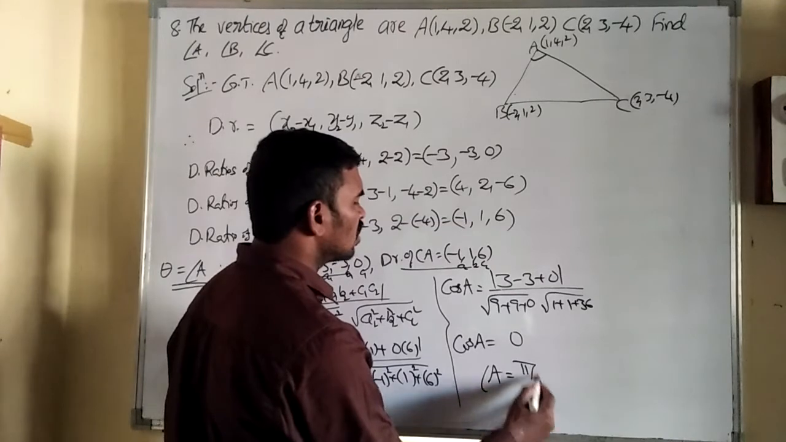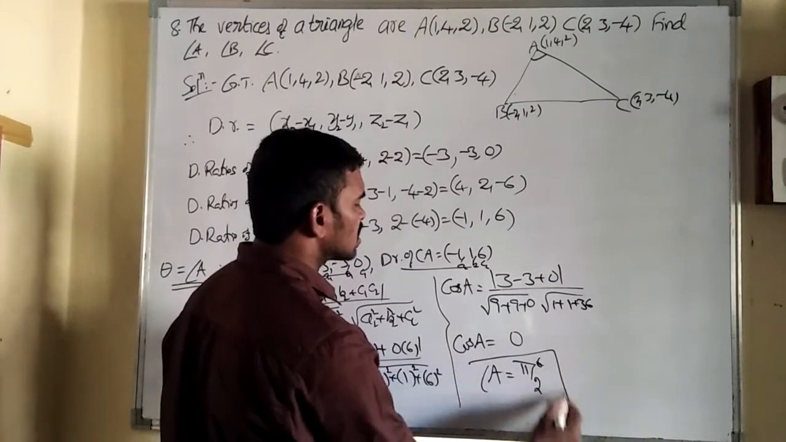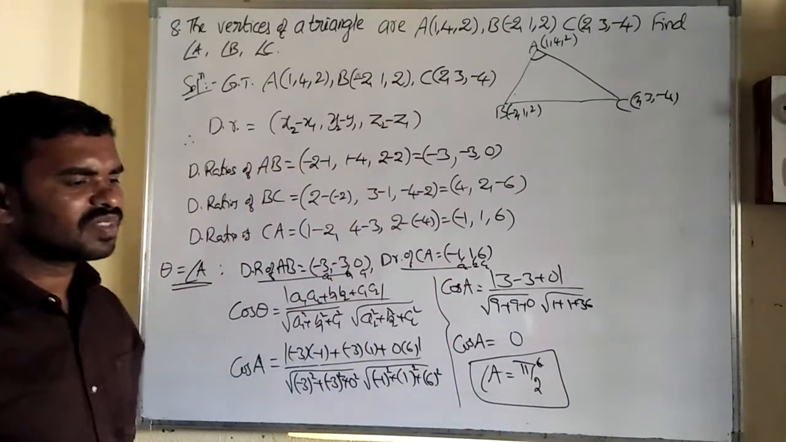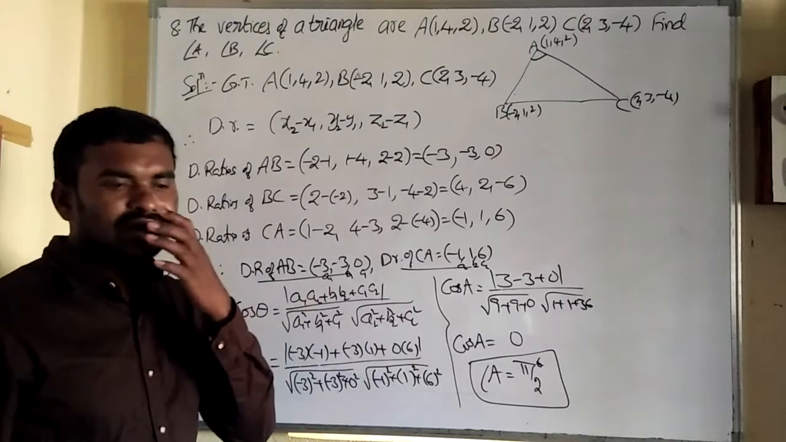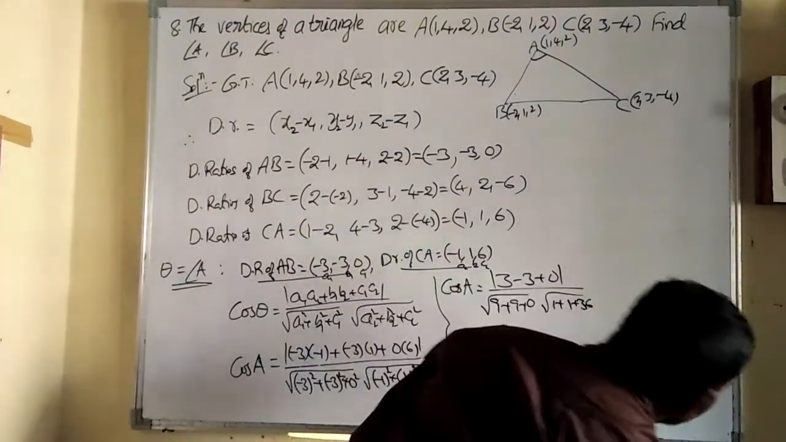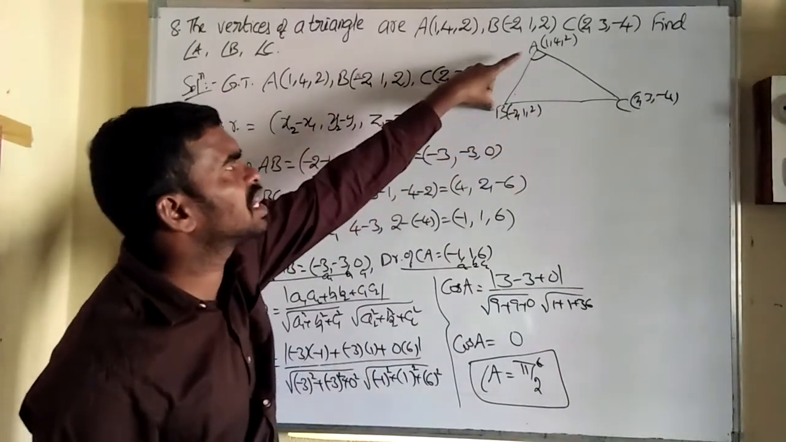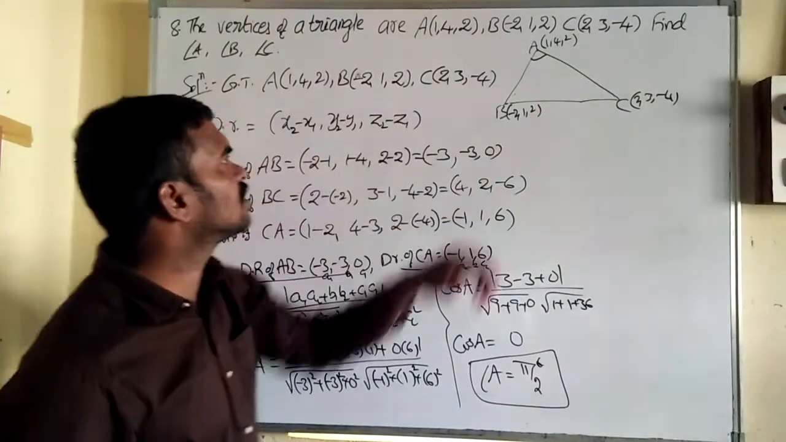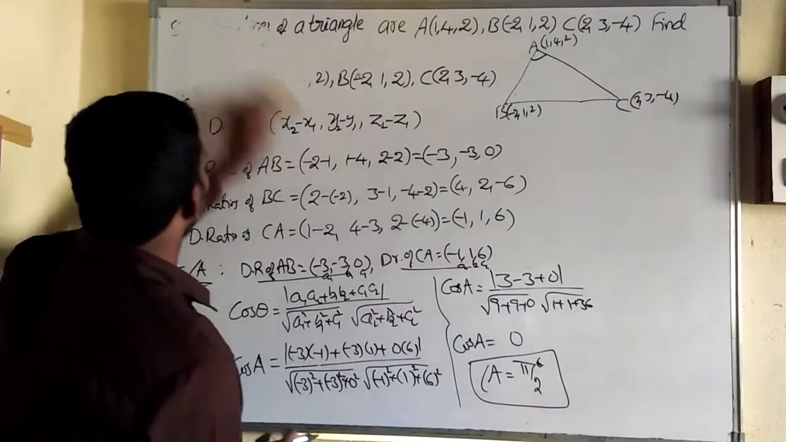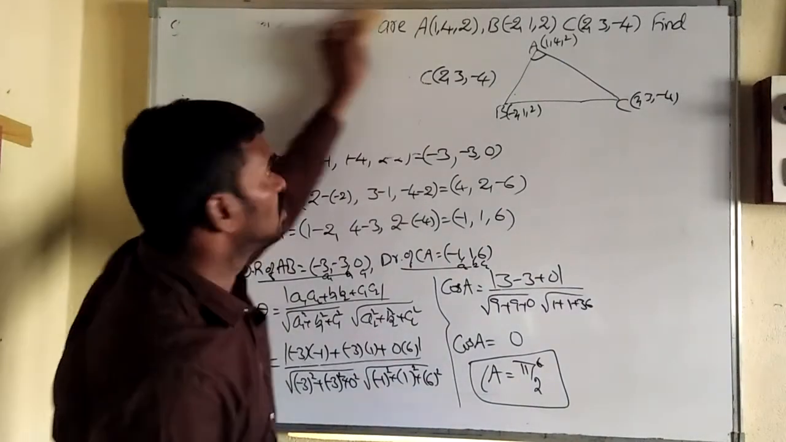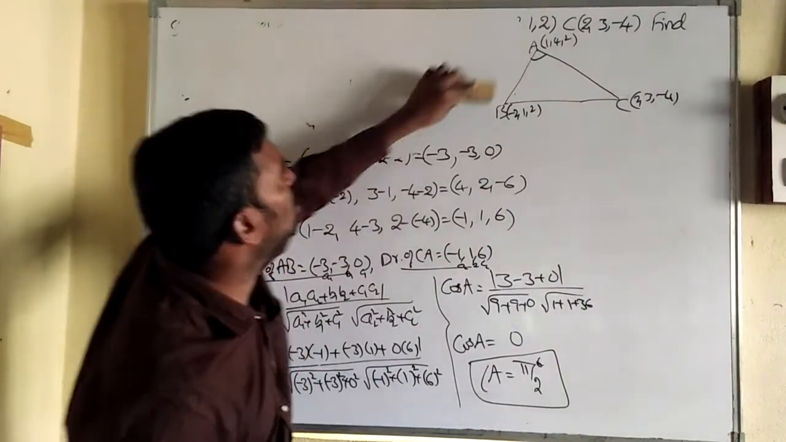So A equal to what? 90 degrees. So one angle we found. That is angle A, pi by 2. Next, similarly, we should find angle B. So for angle B, how can we find it? Taking the direction ratios AB and BC. Is it clear? We are just using the cos theta formula.